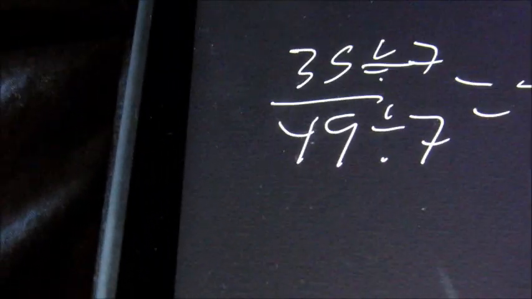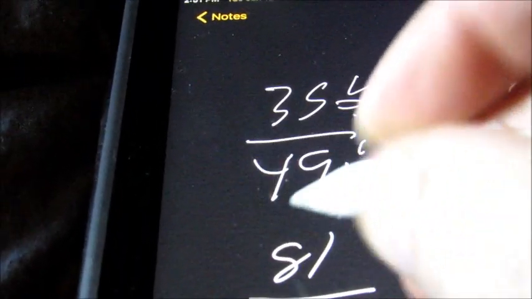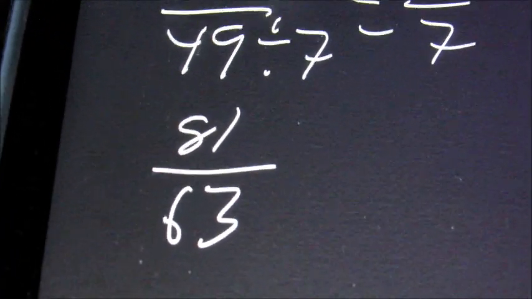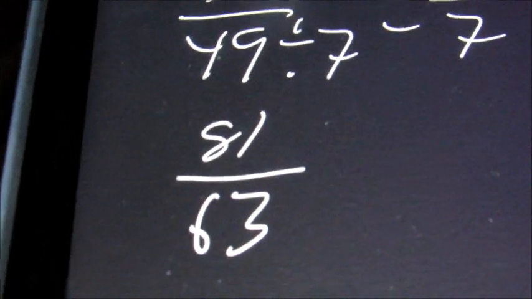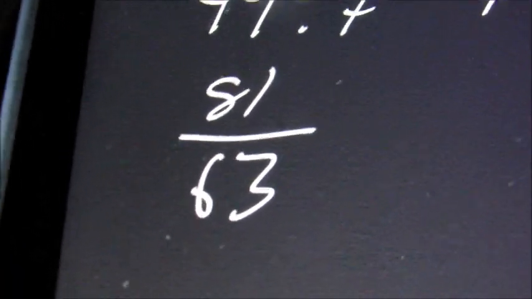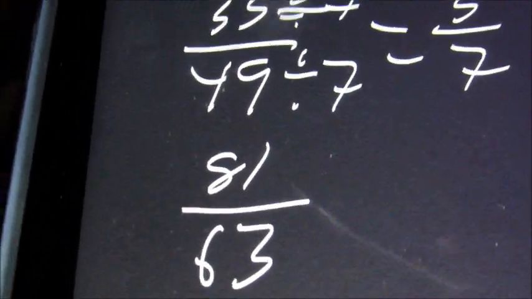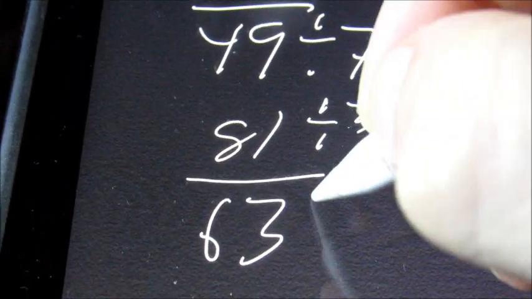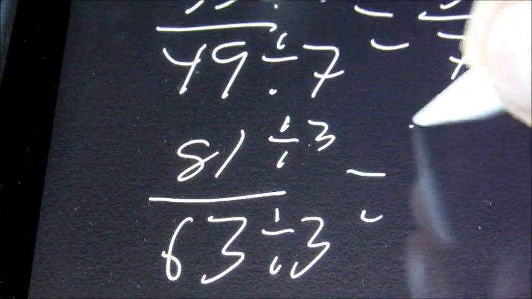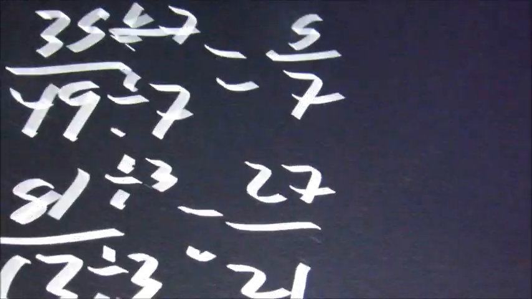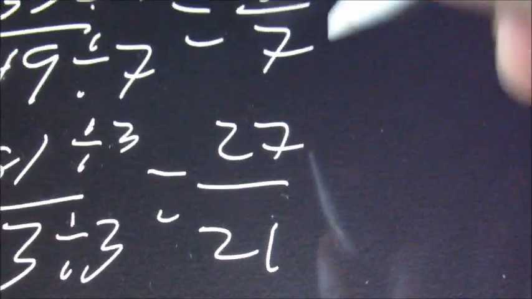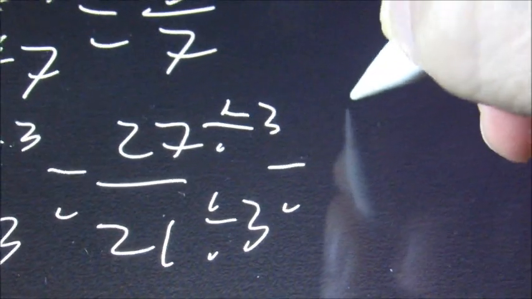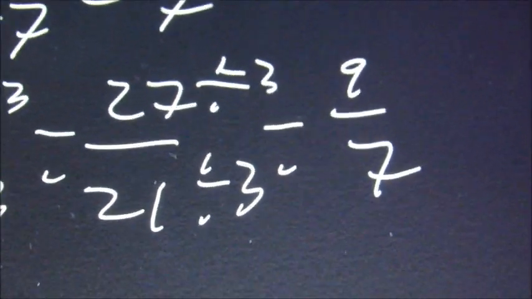Okay, how about if we have 81 over 63, and we don't know what the greatest common number is. So we can do just any kind of number. So let's divide both by 3 and see what we get. We'll get 27 over 21. And 3 will go into both of these. So we'll divide both by 3 and we'll get 9 over 7.